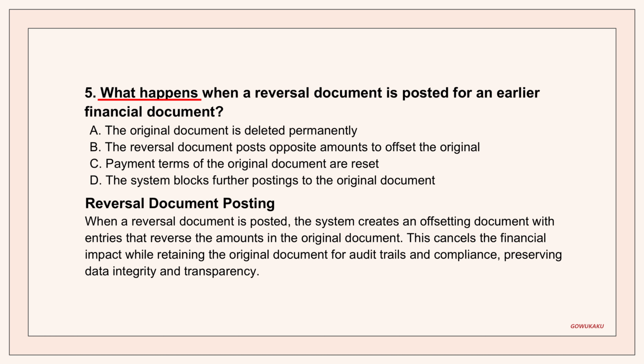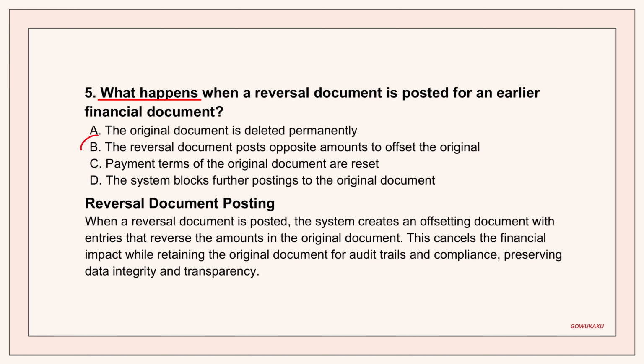The system creates a brand new document. A new document, and what does it do? It posts the exact opposite entries of the original document. So if the original debited account A and credited account B for $100, the reversal debits B and credits A for $100. Precisely. The net effect on the account balances is zero.